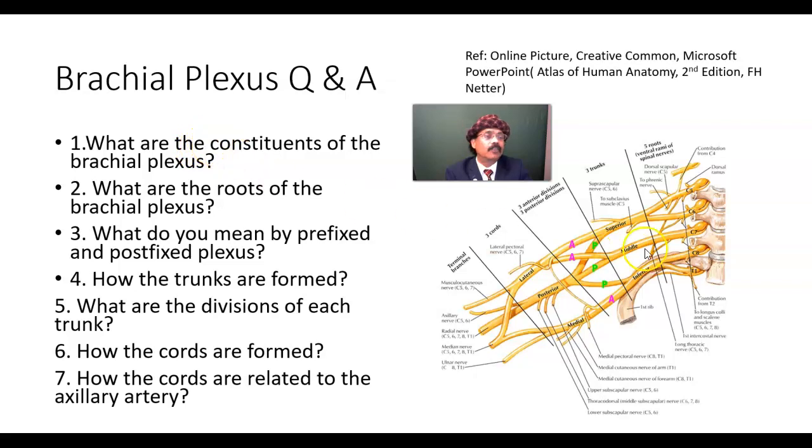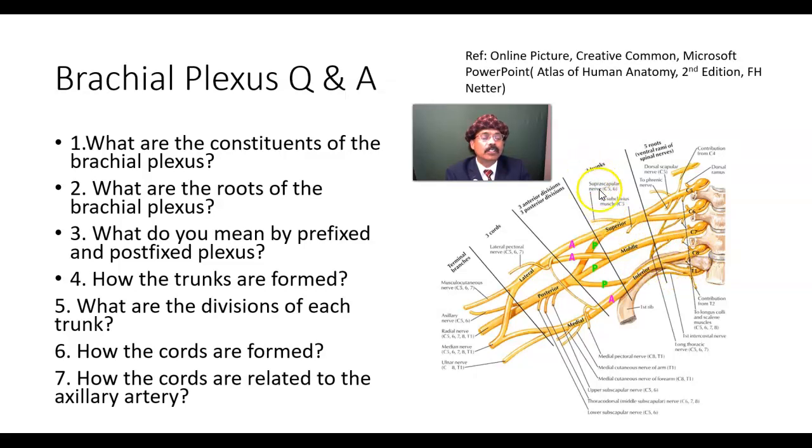The brachial plexus has roots. These are the roots: C5, C6, C7, C8, T1. And it has the trunks: upper trunk or superior trunk, middle trunk, and the inferior trunk. Upper trunk is formed by C5, C6. Middle trunk is formed by C7. Inferior trunk or lower trunk is formed by C8, T1.